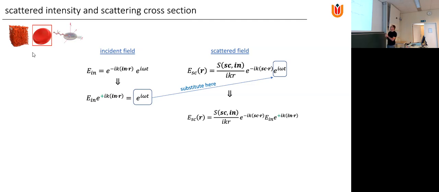Doing that now gives us no temporal dependence anymore in the scattered field. Just an expression in terms of the incident light in the scattered direction. So we can reorganize that. We can combine these two exponentials in one term. So we now have that the scattered field is proportional to the incident field. It has this term that describes the spherical nature and the redistribution, and the phase term.